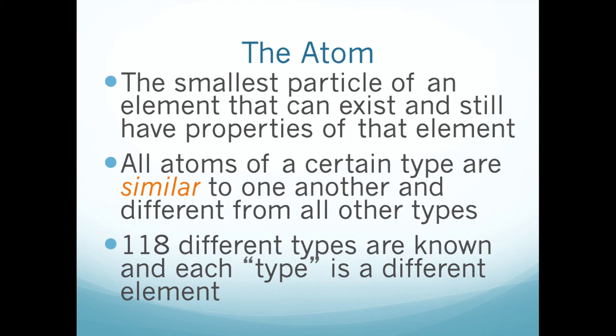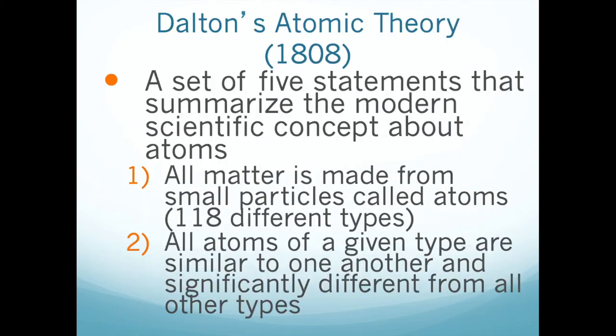John Dalton was an English school teacher and scientist who lived around the early 1800s, around the turn of the 19th century. Based on his experiments and his deductive reasoning, he summarized 5 rules or 5 statements about what it meant to be an atom. What are atoms, according to John Dalton? This is known as Dalton's atomic theory.